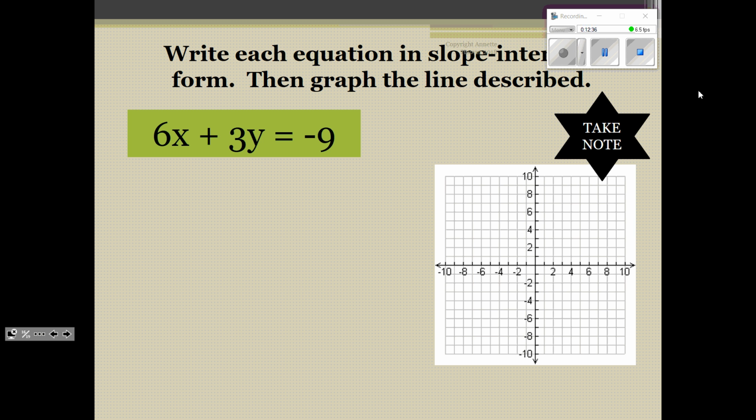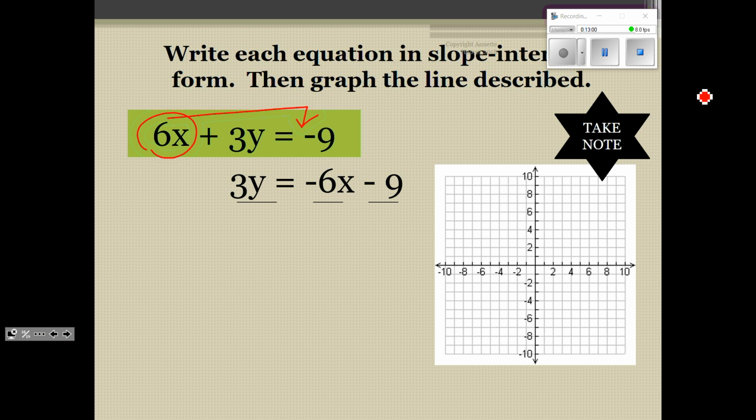Our next example is another equation that is also not in slope-intercept form. So again, we want to move this x term over here to the right side and scoot the -9 over. When we do that, we have 3y equals a -6x, and then we scooted the 9 over, so -9. Y is still not by itself, so we have to divide all 3 parts by 3. When you do that, we have y equals a -2x minus 3.